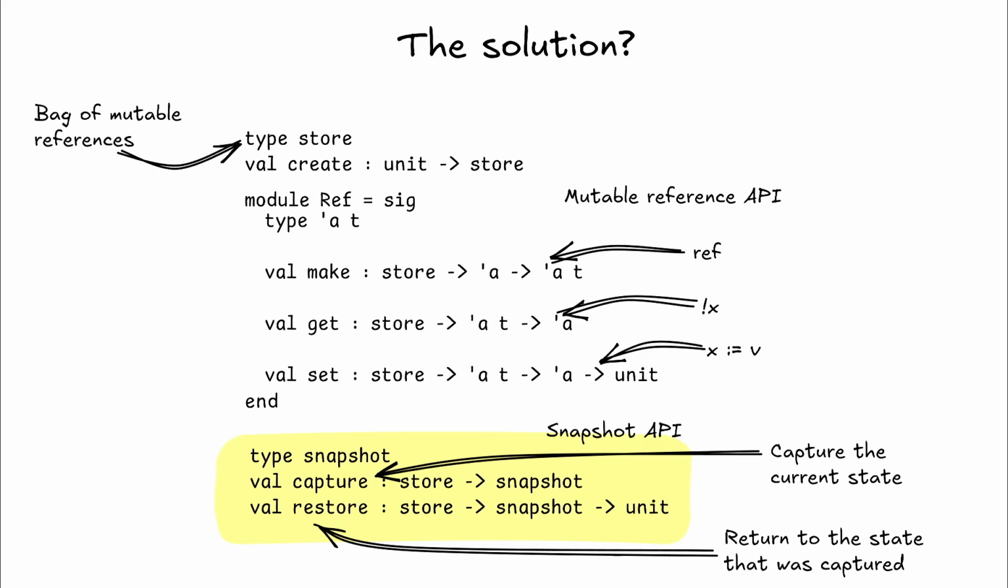So the solution, or at least the part of the solution we're going to look at, is that we are going to propose a data structure of a store, which is a bag of mutable references. We are looking at references because they are the basic primitive of imperative programming and mutability. And so we are going to have this API with a store type, and we are going to have all the usual reference operations, except that they all take a store as an additional argument. And this is good because it allows us to have a separate type of snapshots that we can use to capture the state of the whole store, the whole set of references, and restore it to whatever state it was when we took a given snapshot.